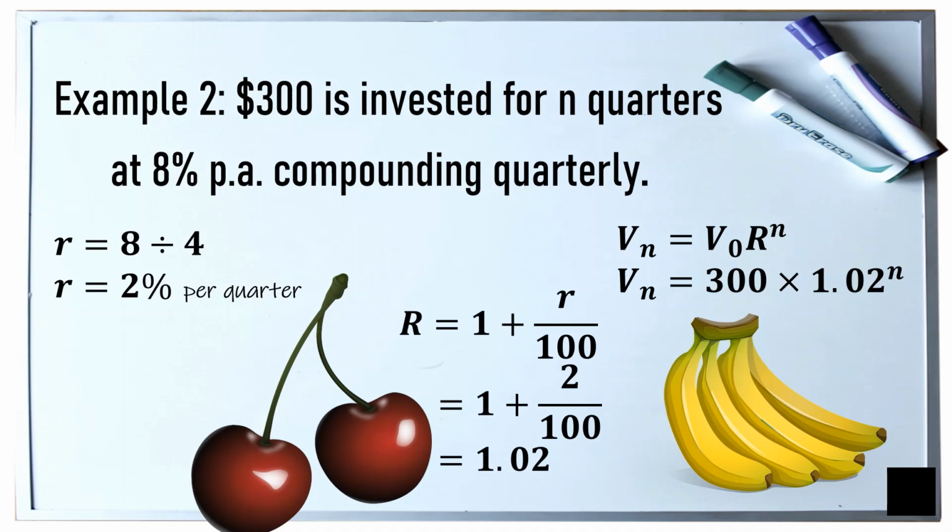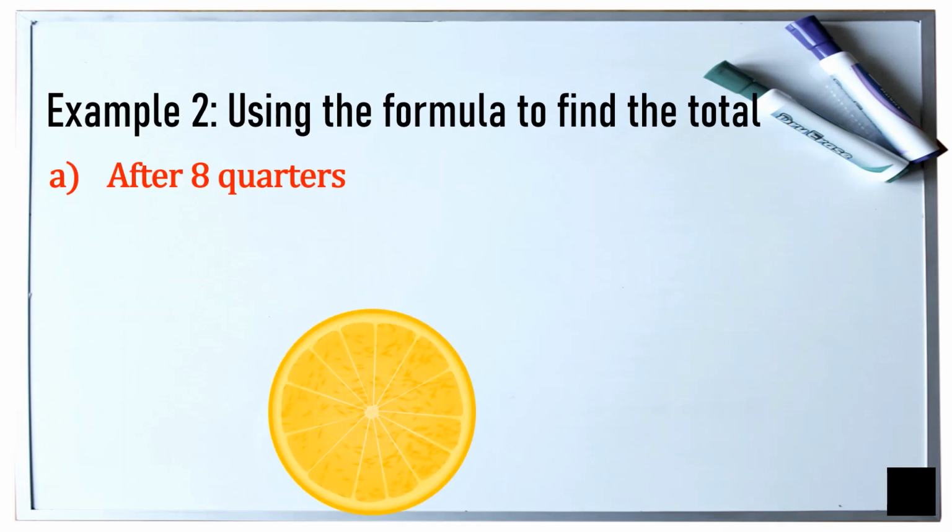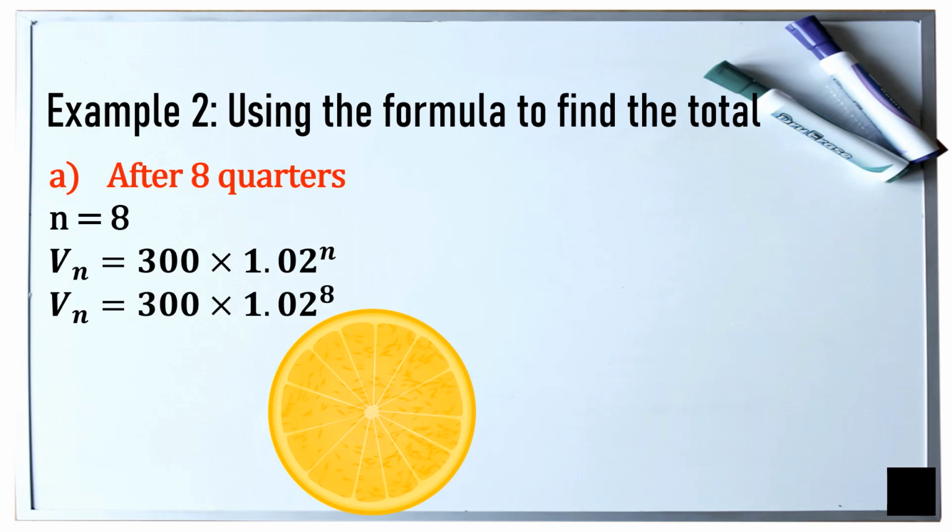So I end up with Vn is equal to 300, which is our principal. I'm going to multiply by our capital R, and you'll notice that I've left N as an unknown, and I can use different values of N to substitute in. So to use this formula, I'm going to look at these 2 examples. After 8 quarters, I would need to substitute N is equal to 8. Now when I substitute that into the formula like so, I get an answer of $351.50.